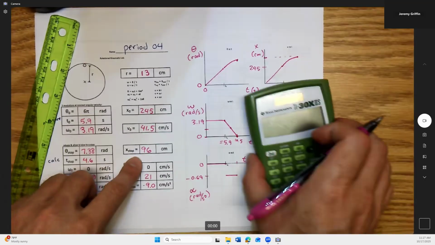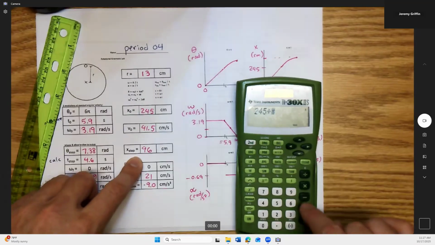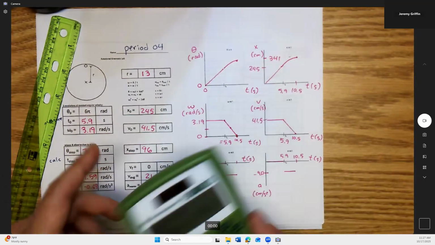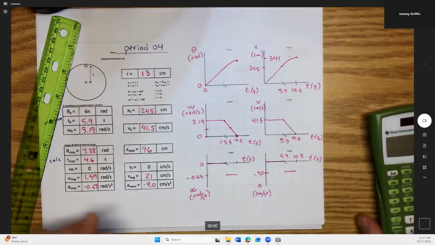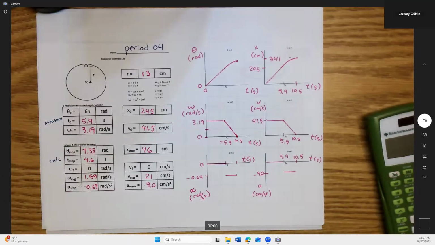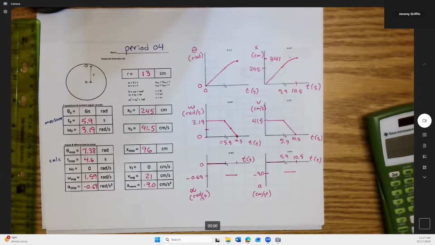an additional 96 centimeters. So it's 245 plus 96, at 341 centimeters. So that's like the total distance it went. Like it was the total odometer reading on the car. Okay. That's good.